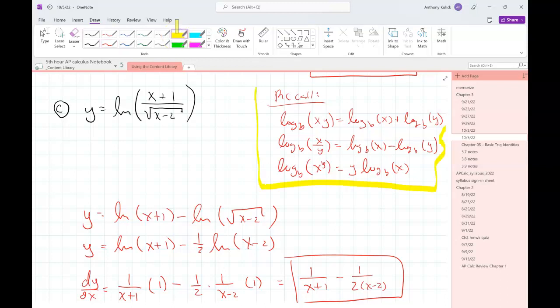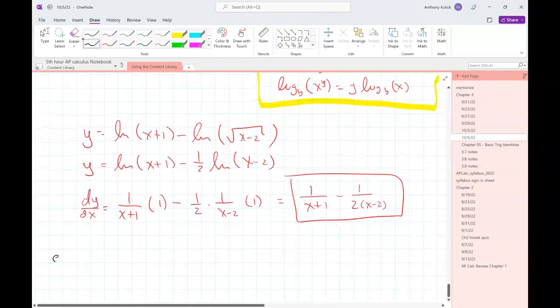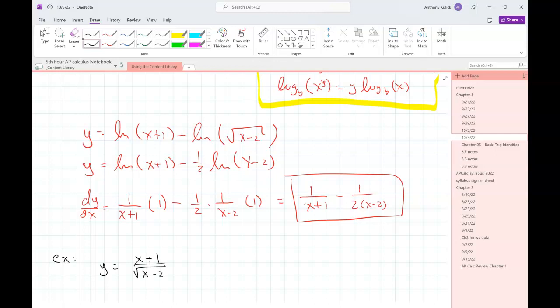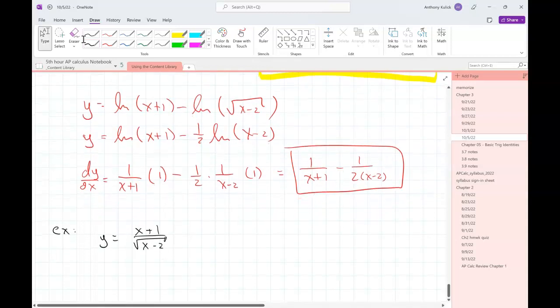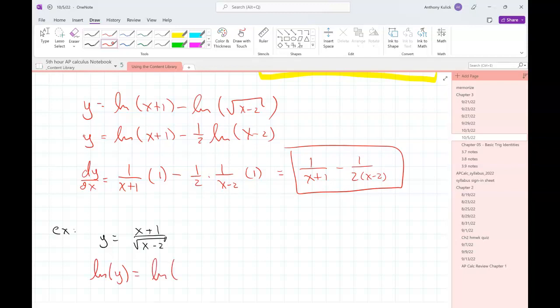These guys are your friends. Now, the natural question here should be, wait a minute, Mr. Kulik, could I just do this for any problem? Yeah, we can. So, for example, had we had y equals x plus 1 over square root x minus 2, what you could do is take the natural log of both sides.